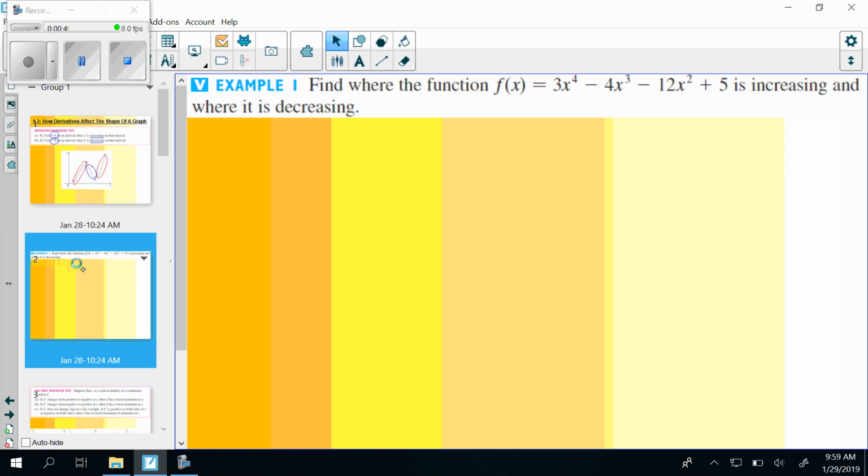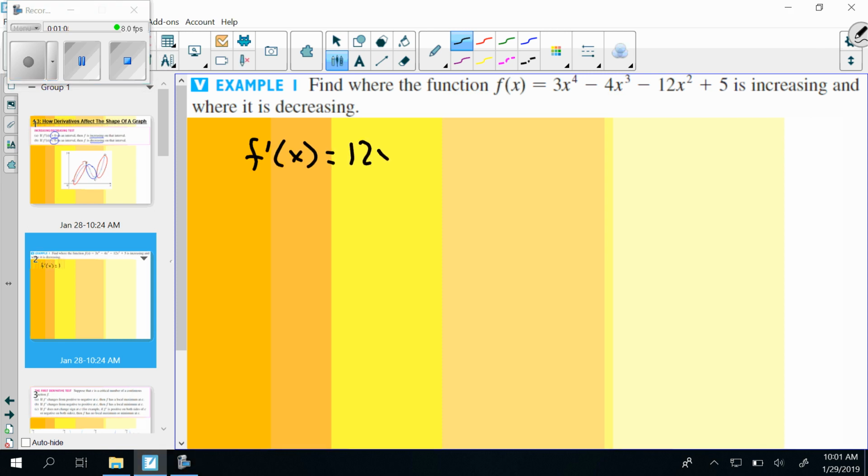Okay, so in this example, we're going to look at where this function is increasing and decreasing. So first thing we're going to do on this problem is find the derivative. So the derivative of this, using our power rule, would be 12x cubed minus 12x squared minus 24x, and the derivative of 5, which is a constant, would be 0. So next thing we want to do to figure out where it's increasing, decreasing, is see where this is going to actually equal 0. That would give us our places where it's going to change direction.